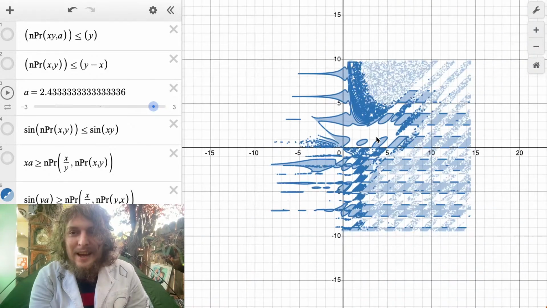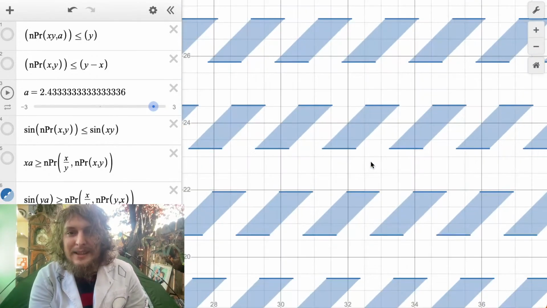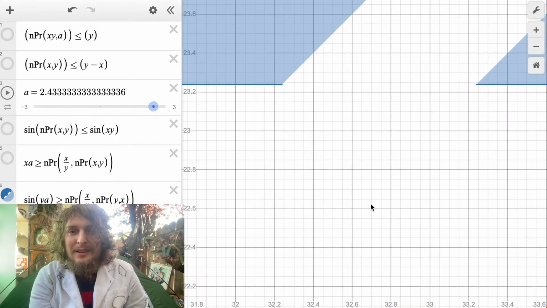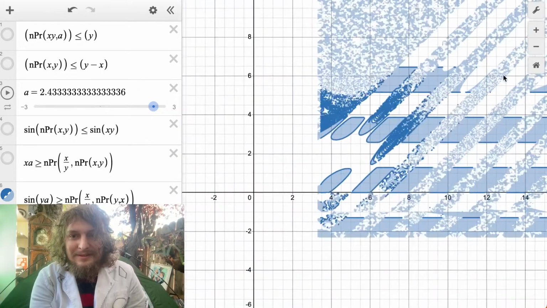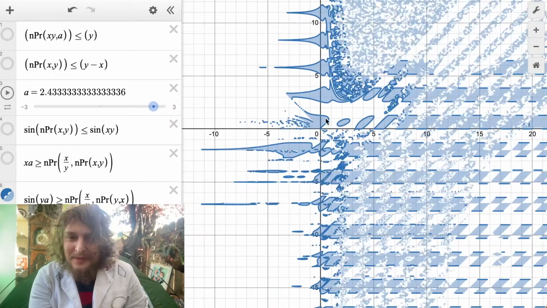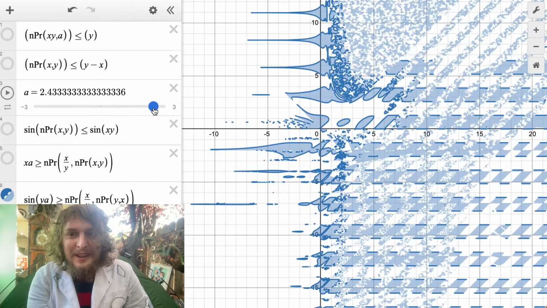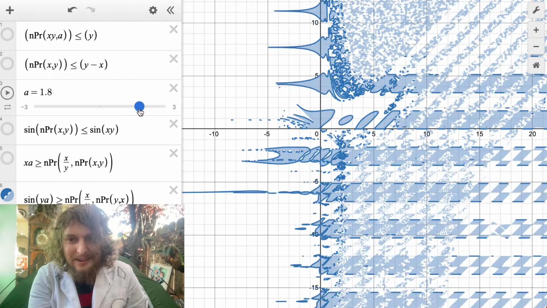It's hard to know what scale to look at it on because I want to be zoomed in to see it right, but then we don't even see things like that. These have gaps between them up there. This is a crazy graph. Okay, so let's try and fiddle with a. Here's as a shrinks toward 1.